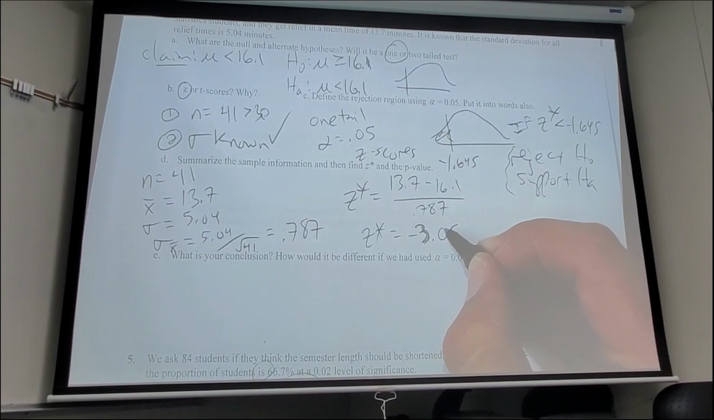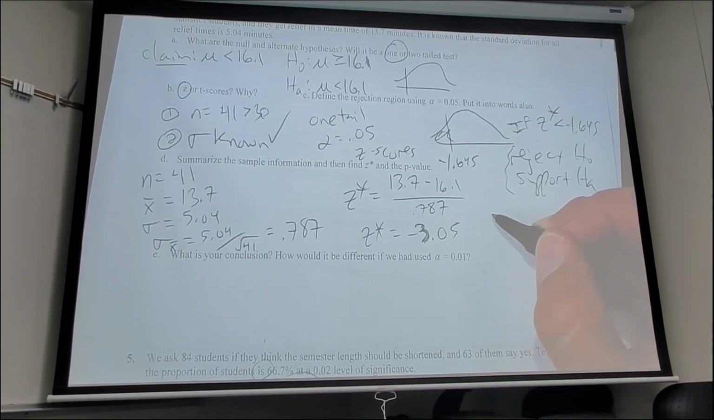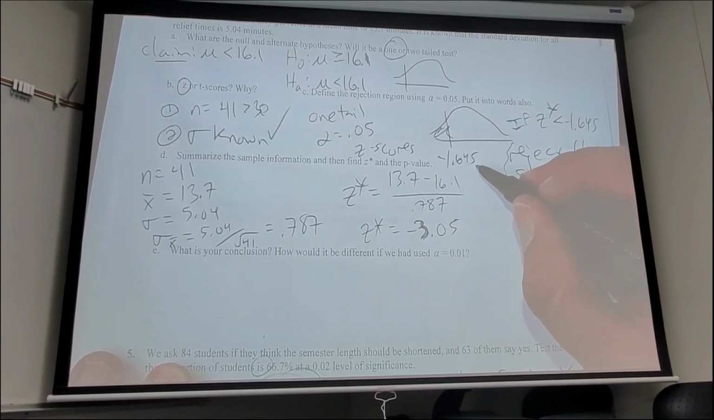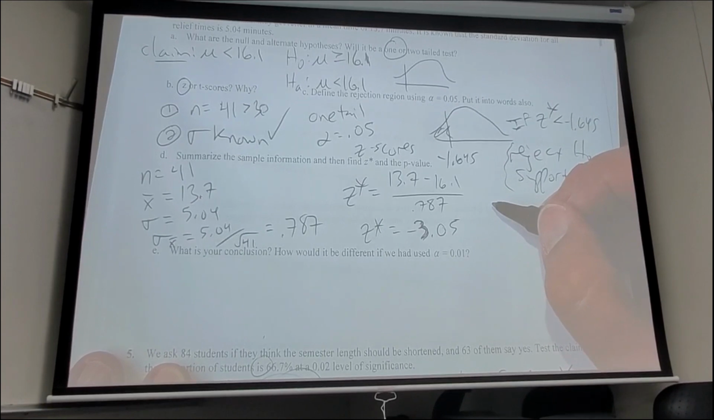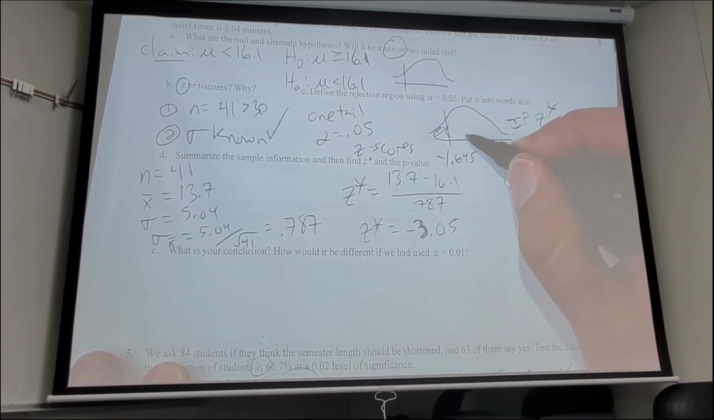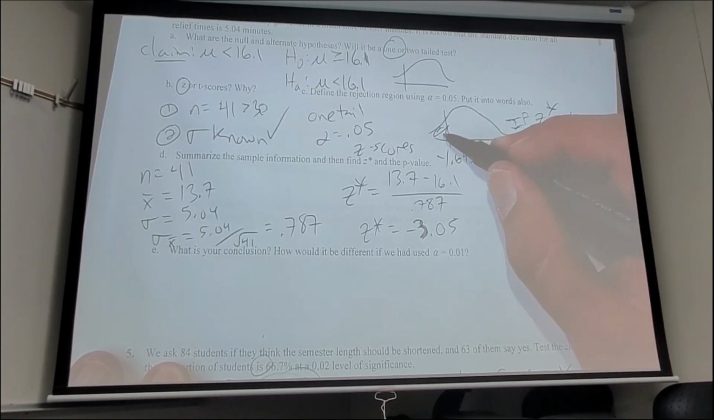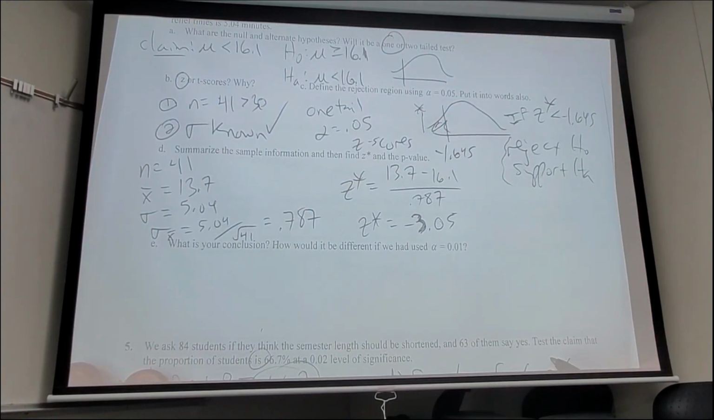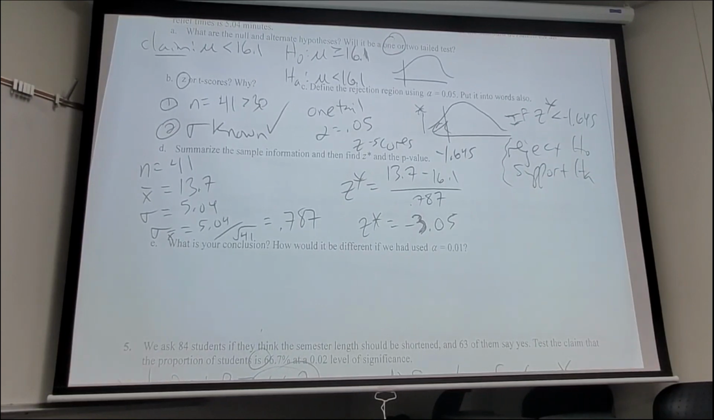Do we make it far enough away? We had to be this far away. Do we make it far enough away? Where would negative 3.05 be in this picture? Would it be in here or up here? Down below, right? It's going to be less than this, so it's way down here. So, did we make it in the rejection region? Yeah, we're way in there.